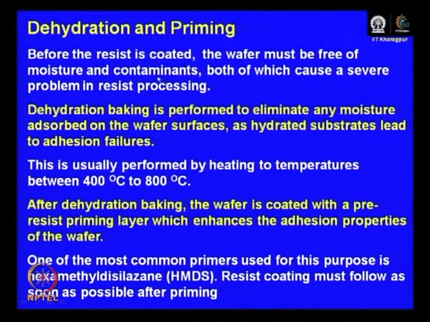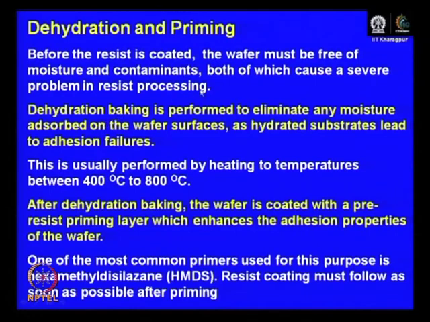So, before the resist is coated, the wafer must be free from moisture and contaminants, both of which cause a severe problem in resist processing. Contaminants as well as moisture, if they are present on the oxide layer, will first hinder the formation of a smooth uniform thin film of the photoresist layer on the oxide coated or barrier surface. So, firstly there is a possibility that your film quality will not be good, and also if you can obtain a photoresist layer, moisture severely hinders the adhesion between the photoresist layer and the oxide layer or the barrier layer.